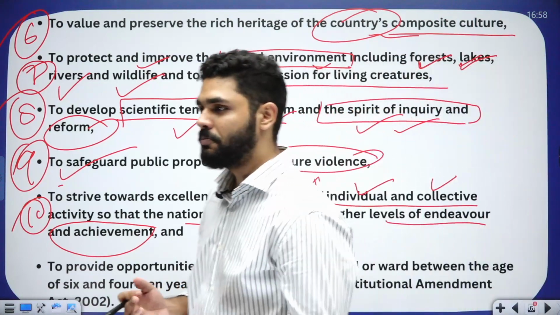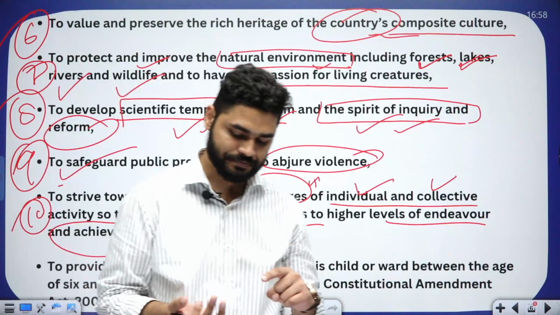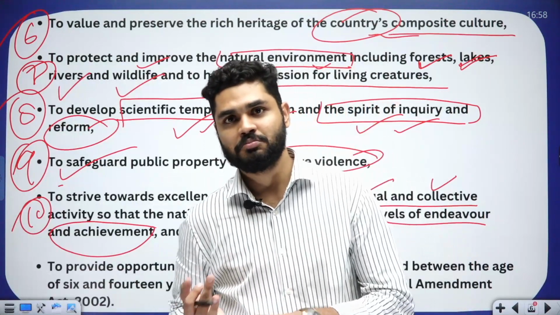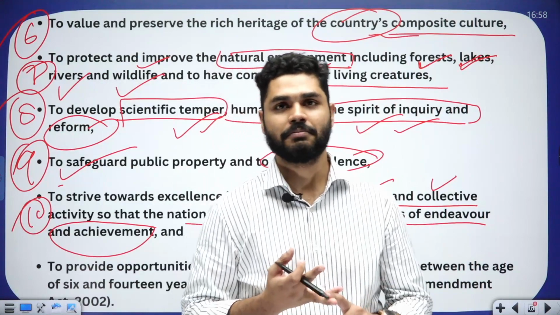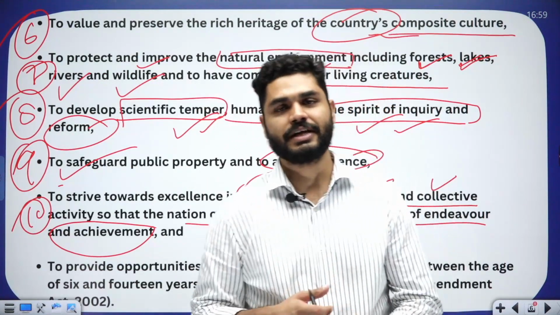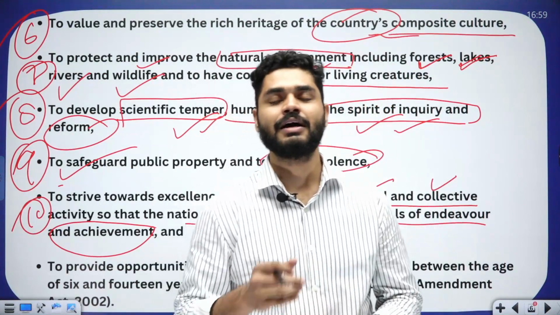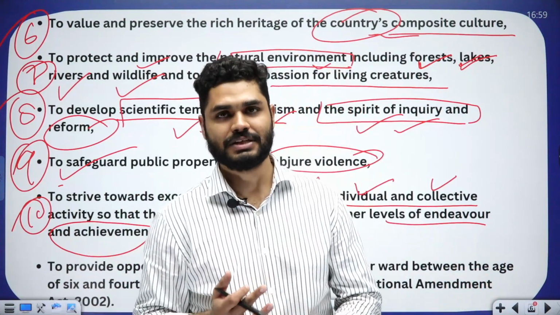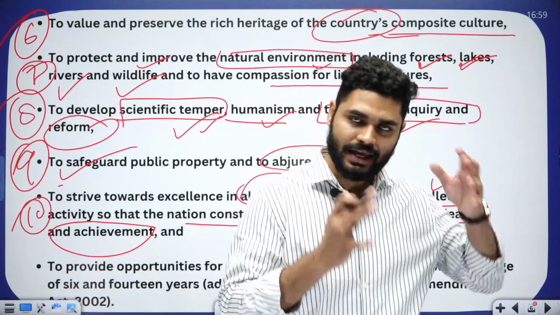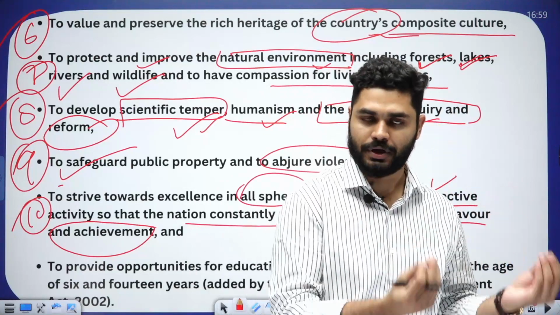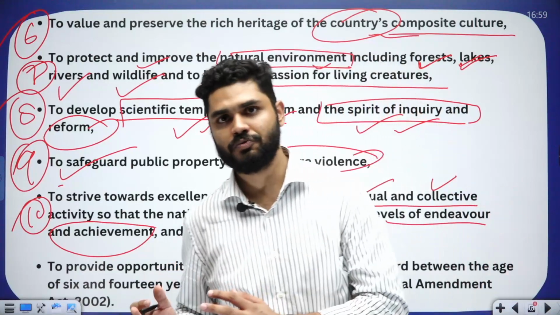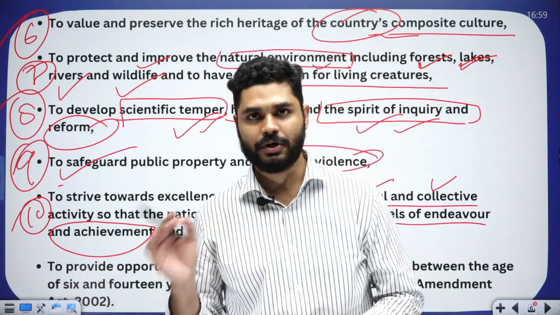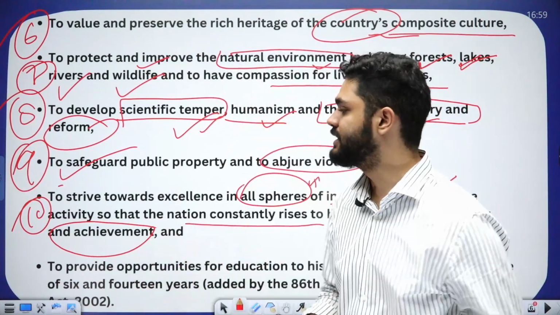Be it sports, be it scientific development, be it AI, be it nanotech, be it anything. Be it cricket, be it football, be it volleyball. There are different things, and then there are individual things also, like chess. In any sphere, be it collective fields or individual fields, all of us should try to excel in that particular field. And if we excel, India excels.